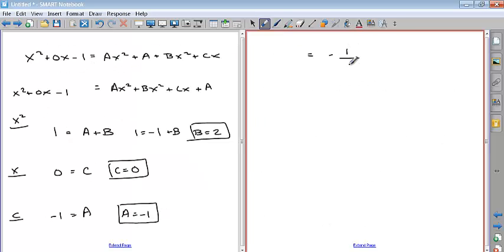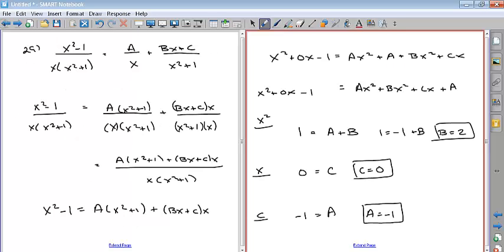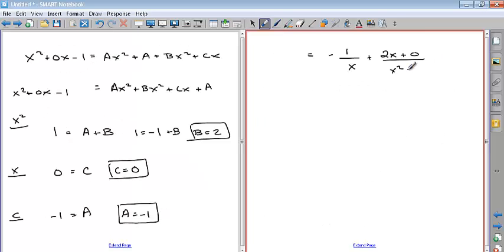So that's the answer. So it's going to be negative 1 over x, I think, right? Yep, negative 1 over x plus b, which is 2x, plus c, which is 0, divided by x squared plus 1. So I'm going to drop the 0. So I get negative 1 over x plus 2x over x squared plus 1. So that's my answer. And now I'm going to combine those two again.